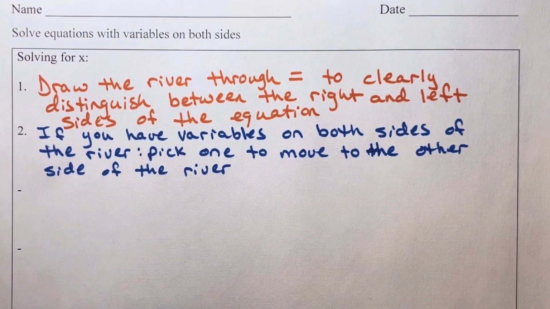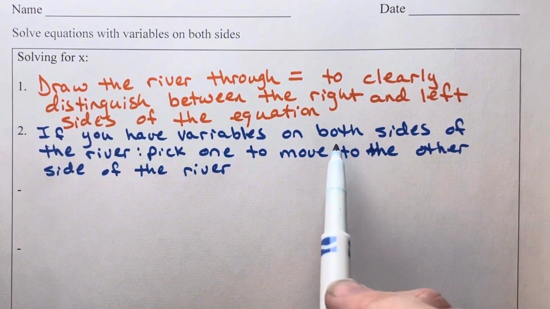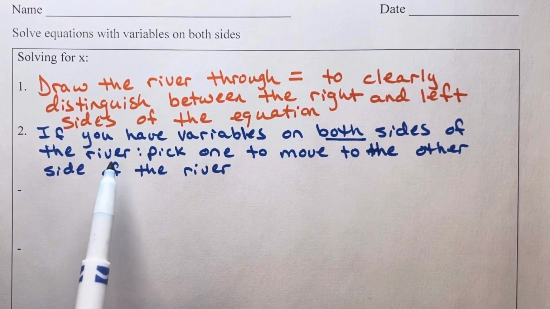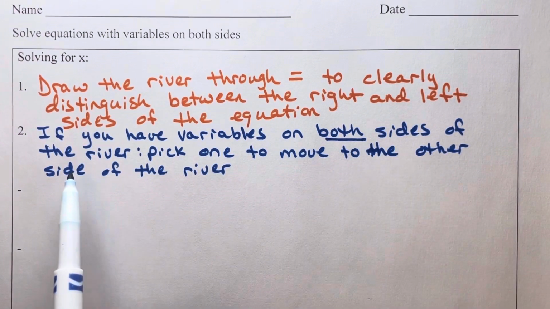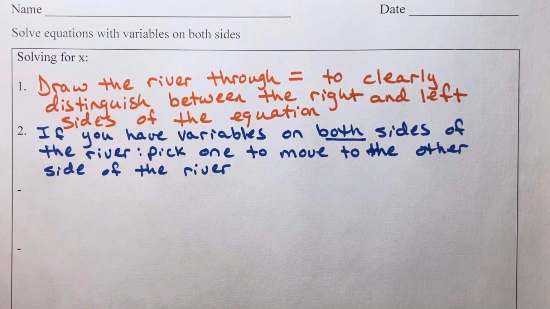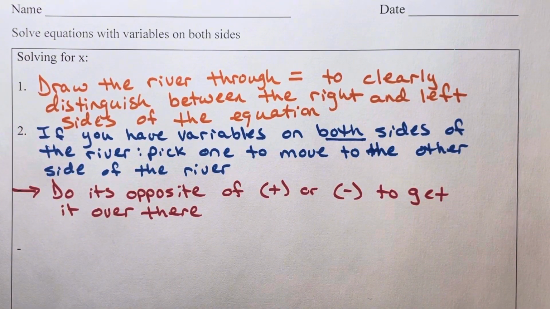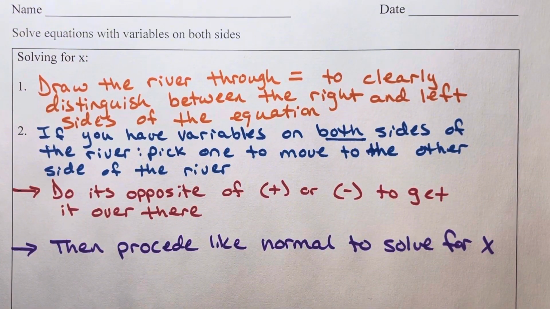Now, if you have variables on both sides of the river, you're going to pick one, and truthfully, it doesn't matter which one. Just pick one to move to the other side of the river. Just like when moving numbers back and forth across the river, you're going to do the opposite of the adding or the subtracting to get that variable term over there to the other side of the river. Afterwards, you're going to just proceed like normal to solve for x.